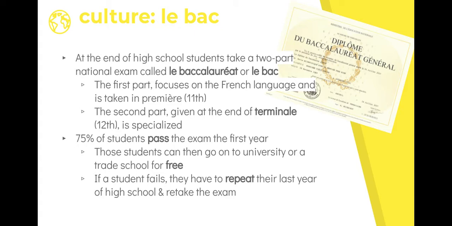The second part is given at the end of terminale, so 12th grade or your senior year, and that one is specialized depending on what you want to focus on in your studies, like what you want to do when you grow up. So 75% of students pass the exam the first year that they take it, and those students can then go on to university or a trade school for free, which is very different in the United States. In the United States, for university, for trade school, you have to pay money. But in France, if you pass le bac, you get to go for free.